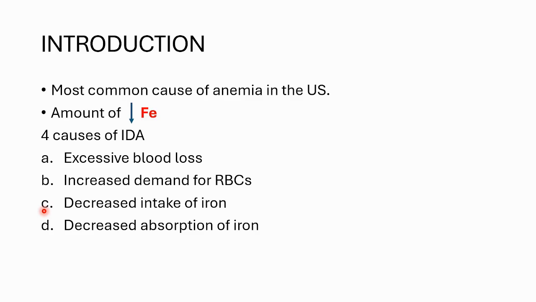As I mentioned, iron deficiency anemia is the most prevalent type of anemia in the US and around the globe. It occurs when the body either loses more iron than it absorbs or doesn't get enough iron from the diet. There are four main conditions under which iron deficiency anemia typically arises. They are when there is excessive blood loss, or when there is increased demand for RBCs, or when there is increased intake of iron, or where there is decreased absorption of iron. So let's talk about each of them briefly.